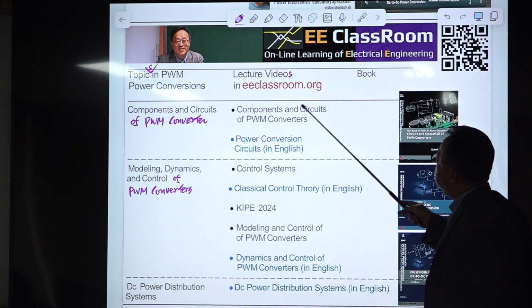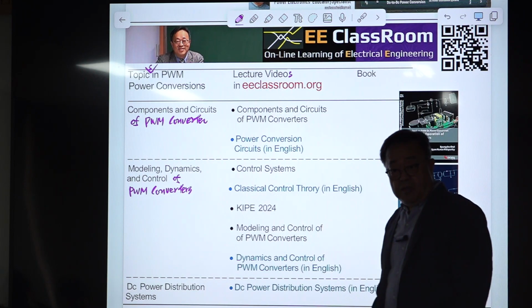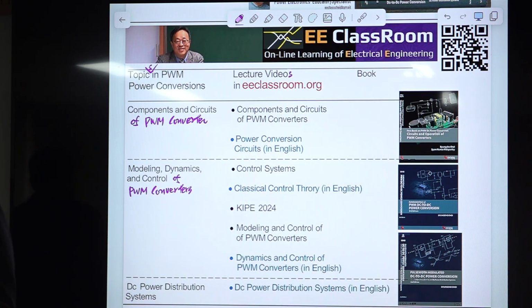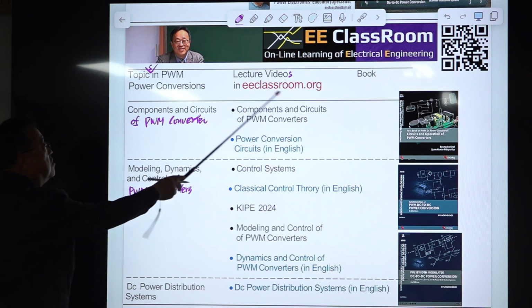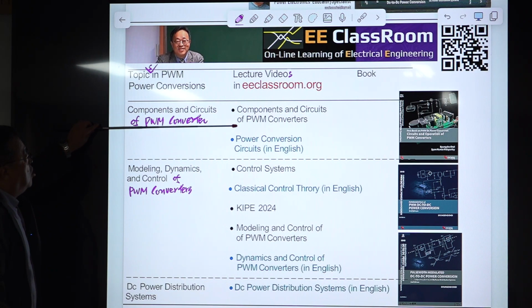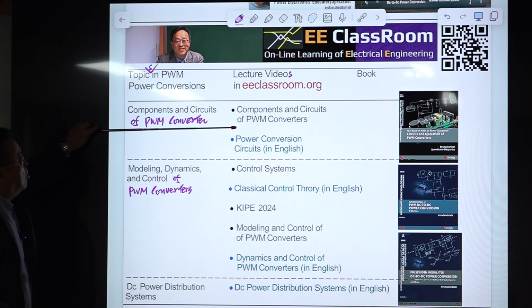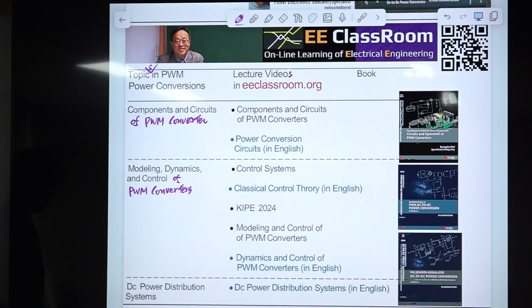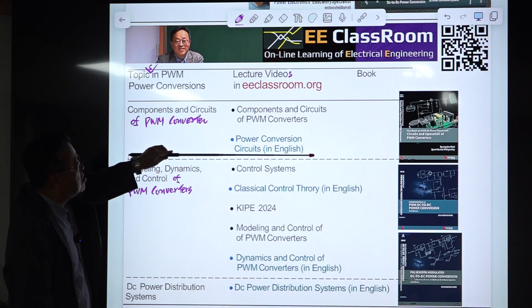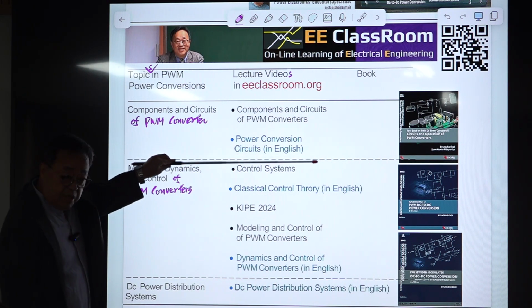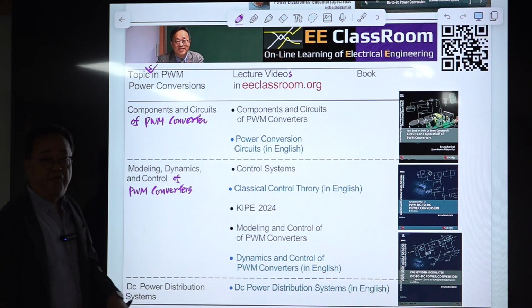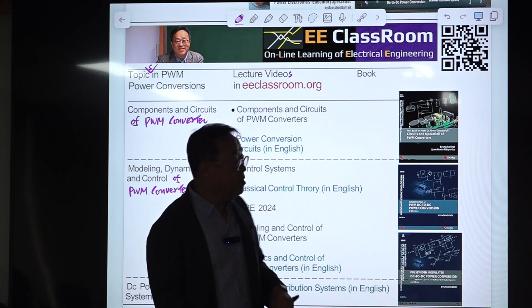There is one Korean version lectured in Korean. That was for senior undergrad students. That is the one you want to see if you feel you don't have enough knowledge about the components and circuit topology of PWM converters. And the same material is covered here, Power Conversion Circuit. This is lectured in English, so this is good for foreign or international students.